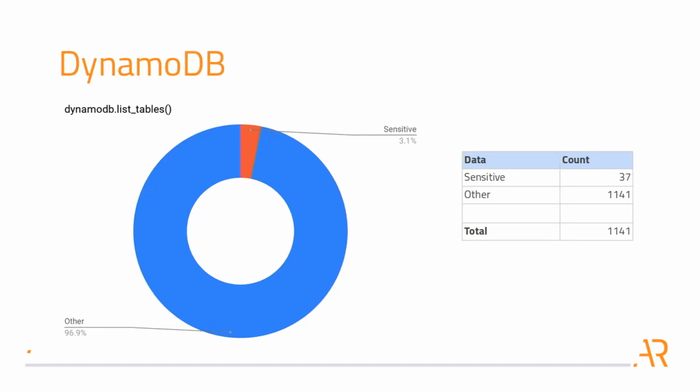Something very similar happens with DynamoDB. If the table name contains password or credit card, then it contains sensitive information. And I was able to gain access to 37 databases with sensitive information. And the total was 1,100. So through these techniques, I was able to gain access to a lot of information. This database stores customer information.